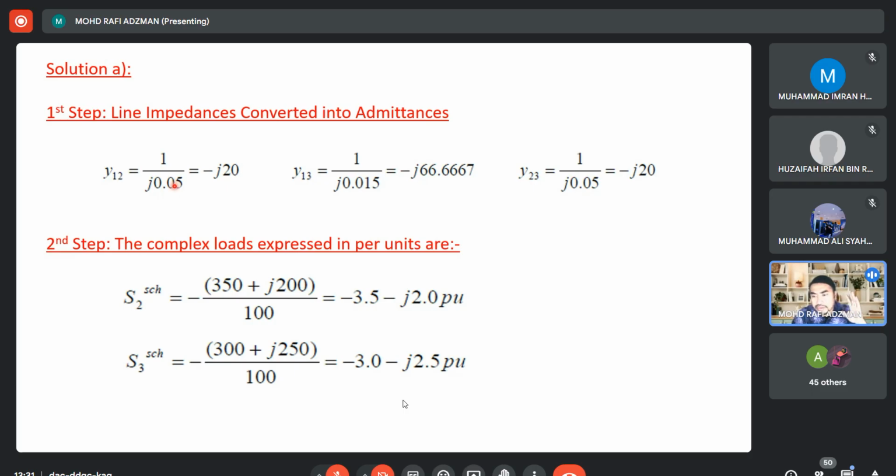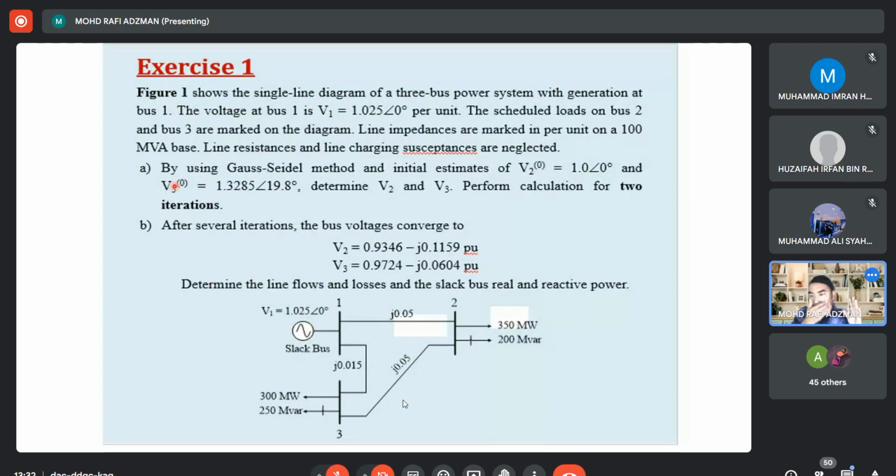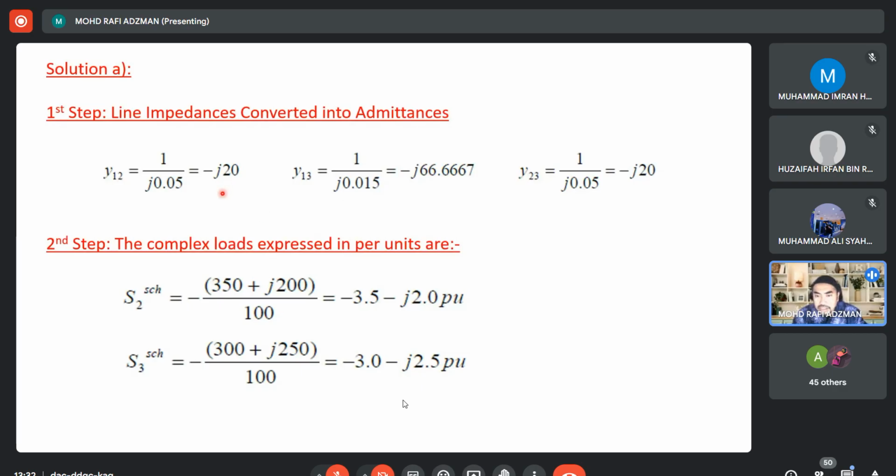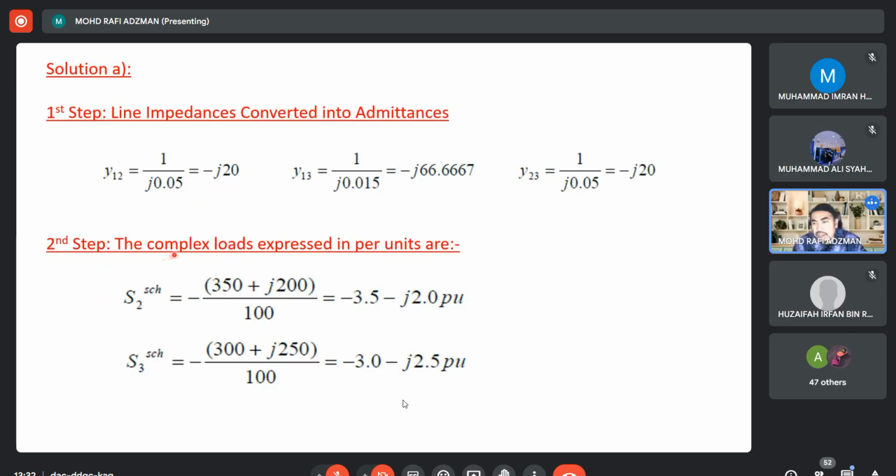Okay, because maybe they didn't read properly, or they didn't understand the question, or maybe they don't know how to read the figure. Okay. For example, the statement here already mentioned that it is a line impedance. But maybe you didn't read, you just take it as Y equal to j0.05. So it is totally wrong. So you need to convert into admittance first, because this is impedance.